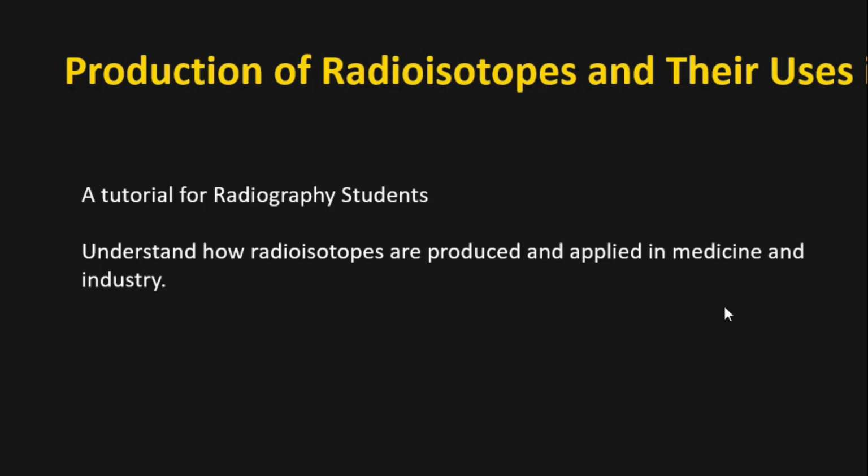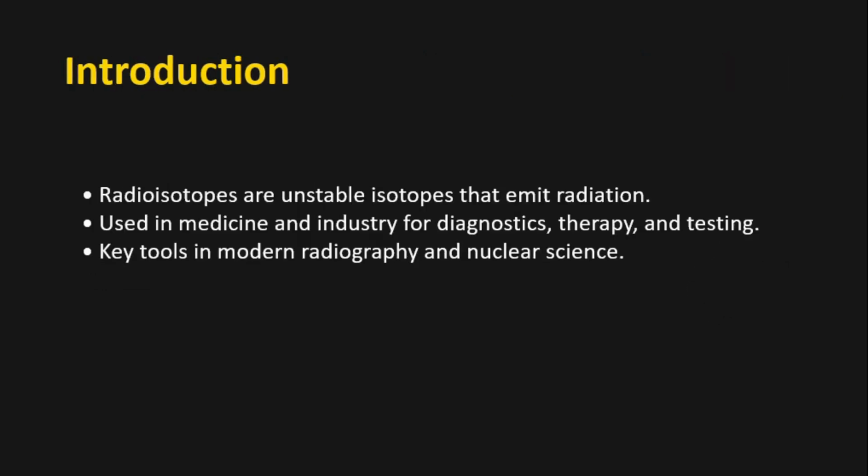Radioisotopes are unstable forms of elements that emit radiation to become stable. These unique substances play a vital role in our daily lives, from diagnosing diseases to ensuring safety in industrial testing. Understanding their production and uses is essential for every radiography student. Slide 3, Basic Principles of Radioactivity.